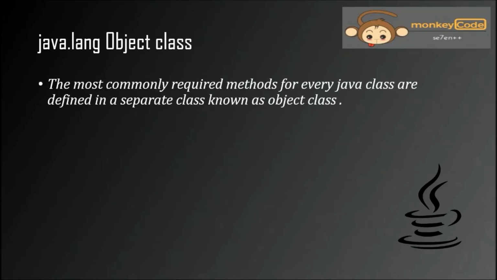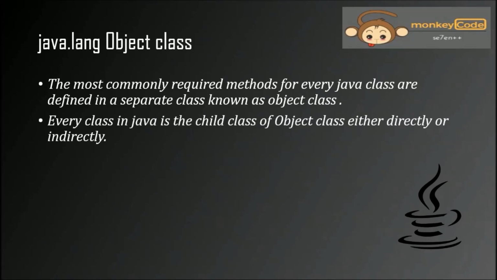The most commonly required methods for every Java class are defined in a separate class known as Object class. So the methods which are required for our Java classes are all wrapped into one class, that is Object class. And these methods we can override in our own class as we want. Like if we want some output in a different way, we can override that method from the Object class and implement that in our code. And every class in Java is a child class of the Object class.